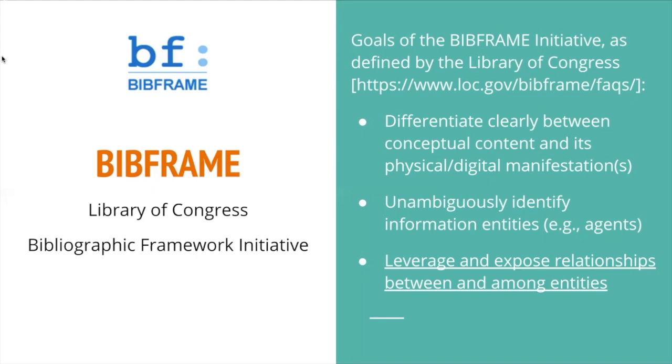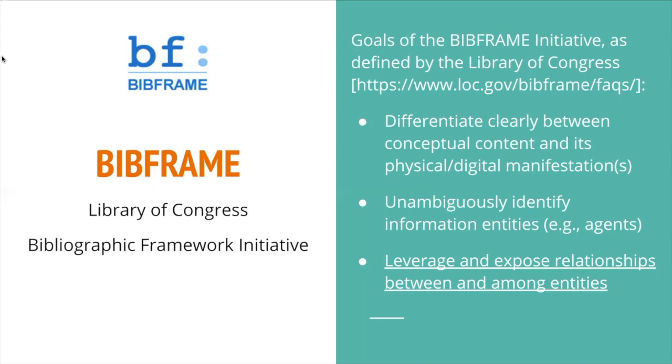The goals of the BIBFRAME initiative, as stated by the Library of Congress, are to differentiate clearly between conceptual content and its physical digital manifestations. This first goal is closely related to the IFLA LRM model's classes that distinguish between the conceptual, works and expressions, and specific, manifestations and items. BIBFRAME differs from the LRM model by only having 3 classes in its hierarchy. Instead of WEMI, it uses work, instance, and item. The Library of Congress defines instance as a work may have one or more individual material embodiments, for example, a particular published form. So instance maps most closely to manifestation, and expression is not really used in BIBFRAME.